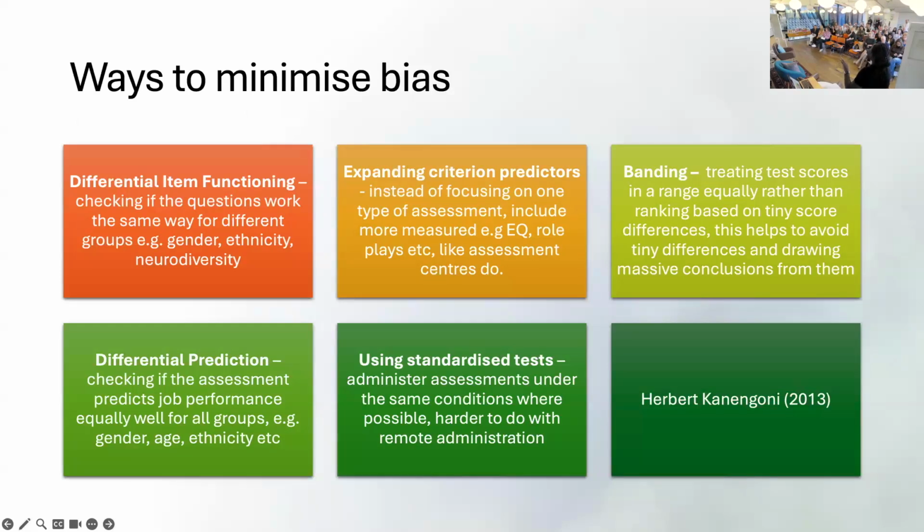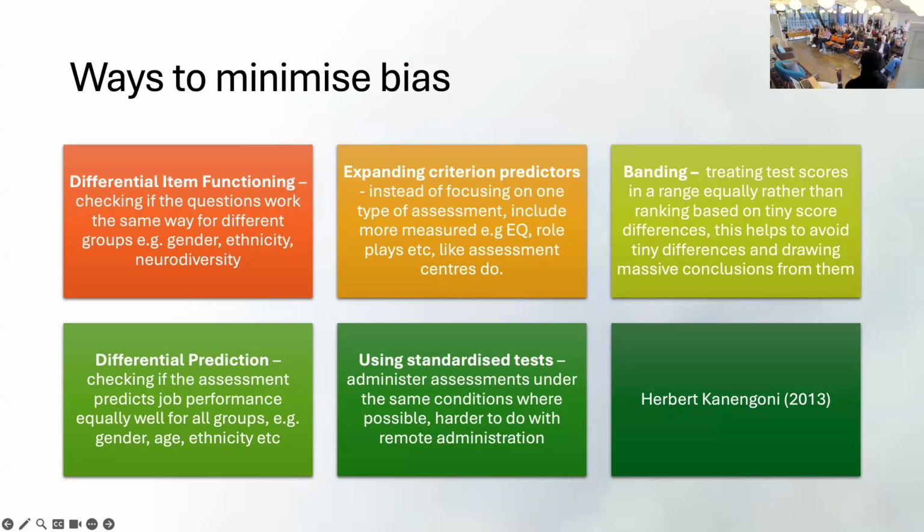A bit more geeky language, I got this from another paper, Herbert and Caningoni, 2013. Checking if the questions work the same way for different groups. As I said, gender, age, social class, throw in any kind of differentiator you want and see if there are any differences. Expanding criterion predictors: instead of focusing on one type of assessment, you're going to use more than one way to assess a candidate.